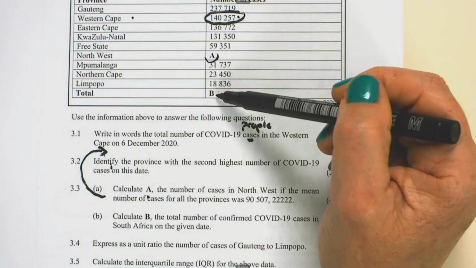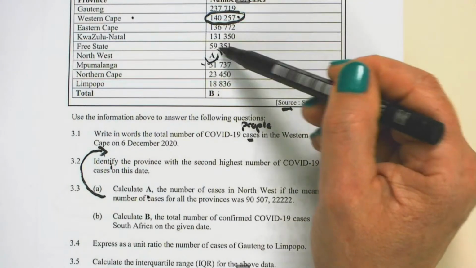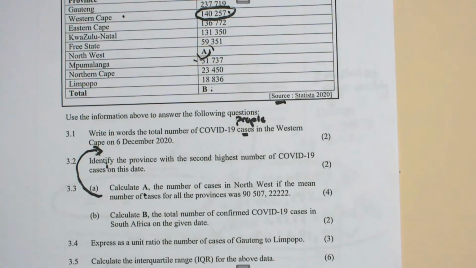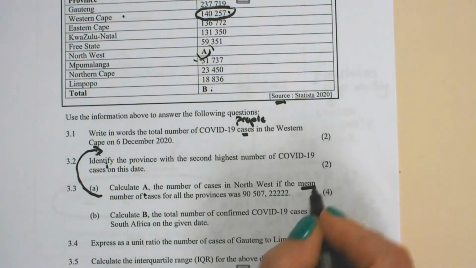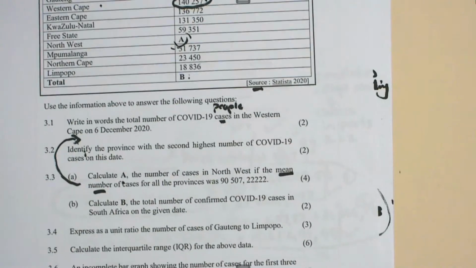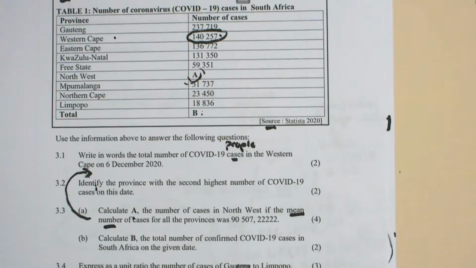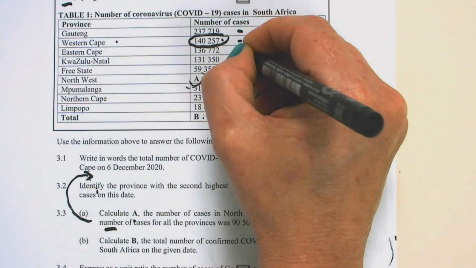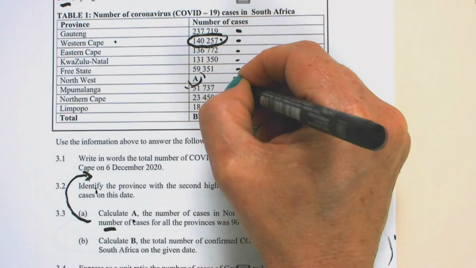The only way that the learners can go and calculate the value of A, as I see it, is to work with the mean concept. Now, the mean number of cases is given. So let us ask ourselves, how will the mean be calculated? We will calculate the mean by adding all these values.